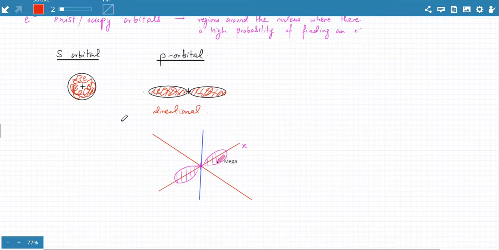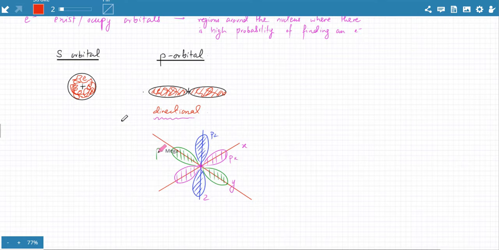The electron could be lying on the z-axis. Or the third one is that the electron could be lying on the, sorry, this is the z-axis. So you have x, y, and z-axis. So it is directional, and there are three different types of p orbitals. This one, the pink one, is called the px. The blue one is called the pz. And the green one would be called the py orbital.